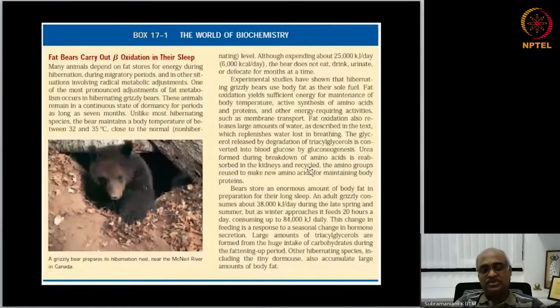So what I'm trying to say in this elaborate story is that solely using triacylglycerol and efficiently recycling nitrogen, it is able to have the entire metabolism of the body going normally using triacylglycerols alone. So that is what they do, and they lose a lot of weight by the time spring comes and the cycle goes on. So this is an interesting story about beta oxidation.